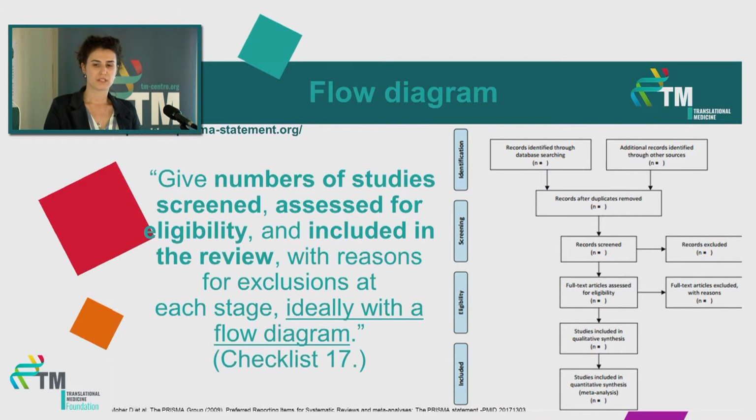The whole selection process needs to be described in the flow diagram, and you have to attach it to your publication. You have to give the number of studies you screened, the number you assessed for eligibility, and the number included in your review. So this is really important. Also, here you have to write down the duplicate records that you excluded.